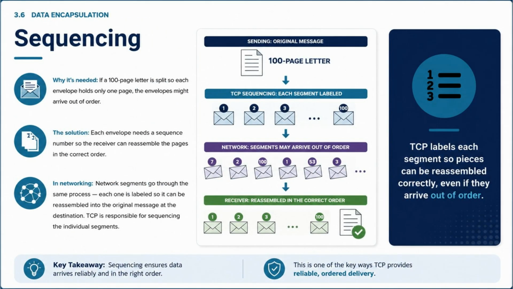Segmentation creates a new problem. Pieces can arrive out of order. TCP solves this with sequence numbers, same as numbering pages of a 100-page letter sent in separate envelopes so the receiver can reassemble them correctly. TCP is specifically responsible for this sequencing job.